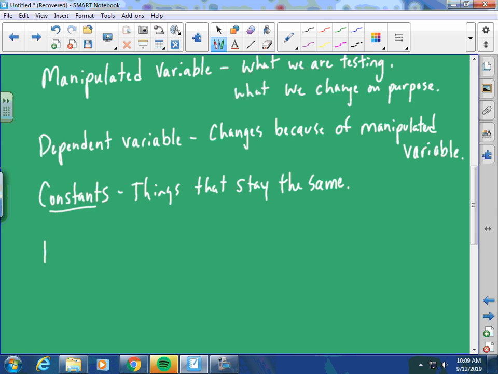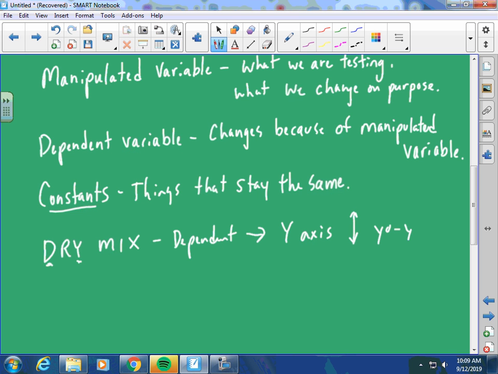Now, the reason why we went over these is because when we graph, we got to remember this thing, DRY MIX. This is just to help us understand that the dependent variable goes on the y-axis. And the y-axis is the one that goes up and down like a yo-yo. All right? The manipulated variable goes on the x-axis.